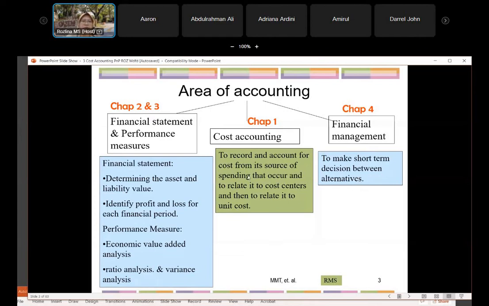Okay, we will start with cost accounting, chapter 1. Then we go to chapters 2 and 3, because 2 and 3 have a relationship, so it is quite long, not too long, but there is a relationship. And then we go to chapter 4.